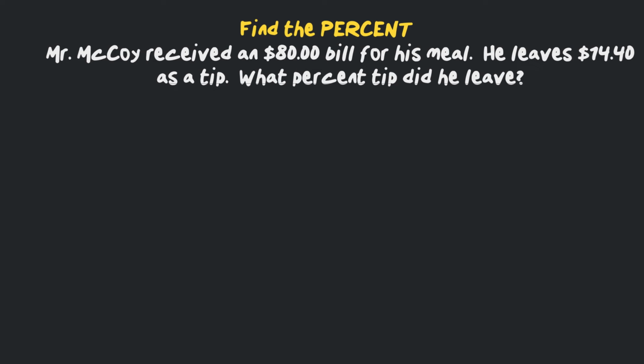All right, Mr. McCoy received an $80 bill for his meal. He leaves $14.40 as a tip. What percent did he leave? Ooh, that's a good one. $14.40 of an $80 bill. Okay, let's see. I guess $80 is the total. And then we have 14, here, we'll do the decimals, and we have 14.40. And then we want it to be out of 100.